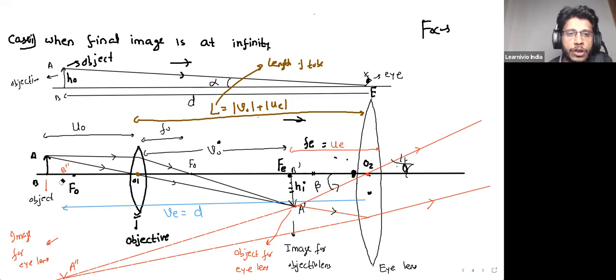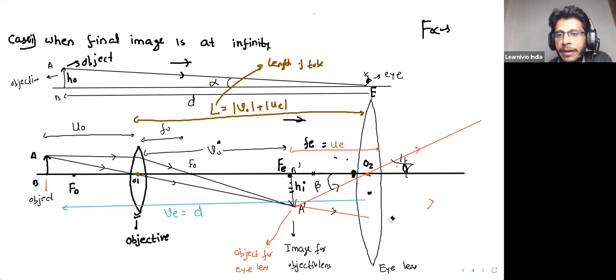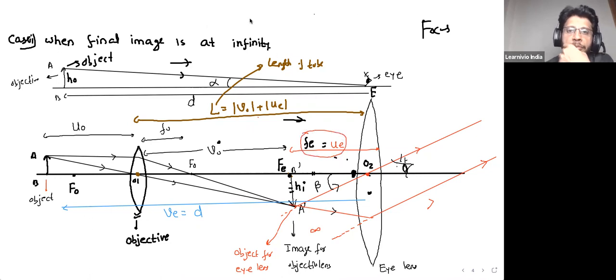If it is at the focus of the eye lens, then after refraction the rays will not diverge. They will become parallel. And when you produce them in the backward direction, they will appear to come from infinity. That's the only difference in the ray diagram. The rest is the same. Your object position will be at D only, your final image is at infinity, and UE is equal to FE. This is an important term.